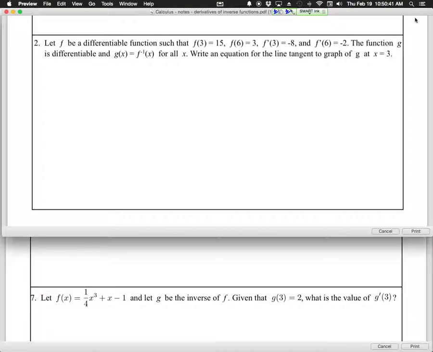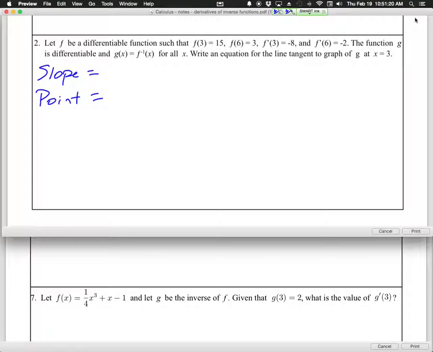It says let f be a differentiable function such that f of 3 equals 15, f of 6 equals 3, f prime of 3 equals -8, and f prime of 6 equals -2. The function g is differentiable and g of x equals f to the -1 of x for all x. Write an equation for the line tangent to the graph of g at x equals 3. Since I want a tangent line, what two things do I need? I need slope and a point.